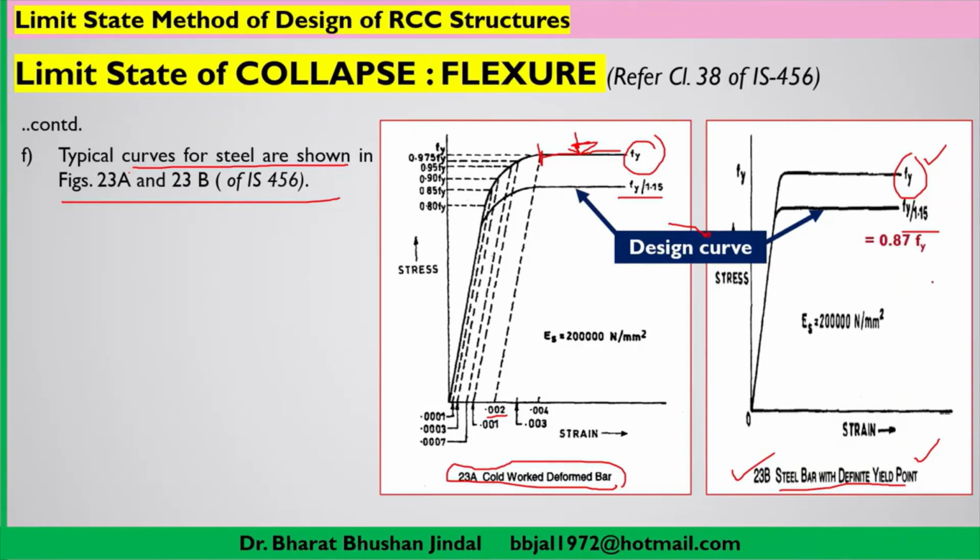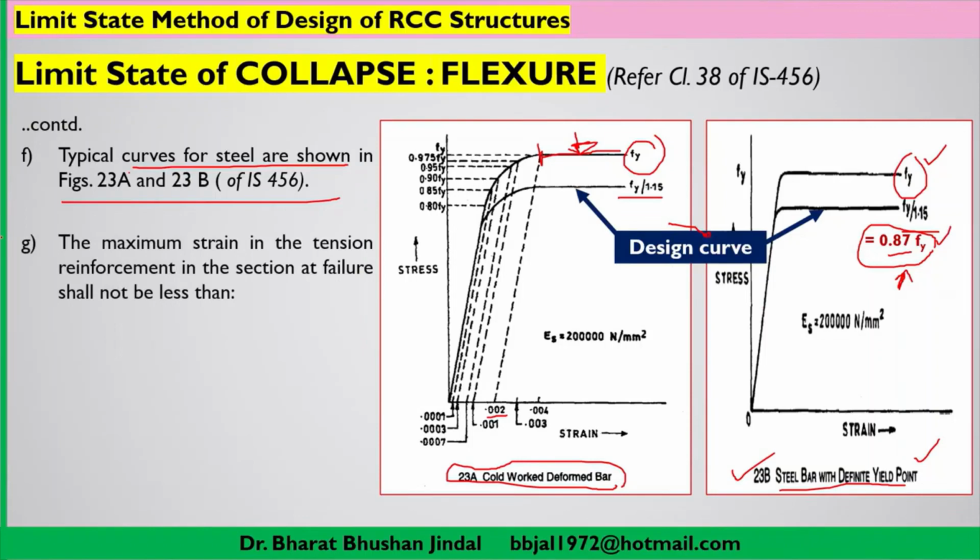So when you divide fy by 1.15, what will be the strength of steel which we will be taking? That will be 87% or 0.87 fy. So this is the strength of the steel which we will be taking into consideration, that is the tensile strength of the steel while doing the calculation. So that means we are taking 87% of the yield strength.